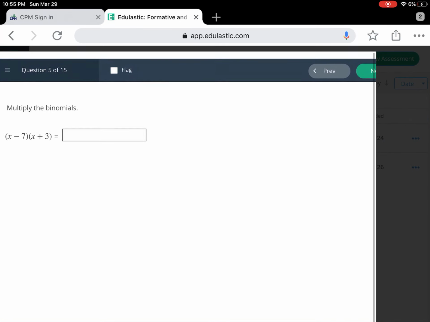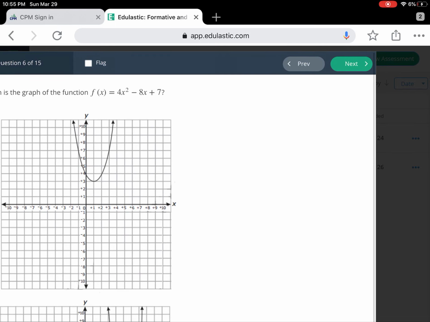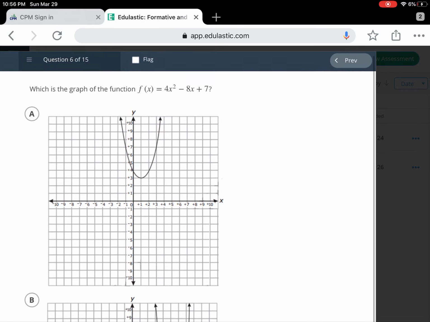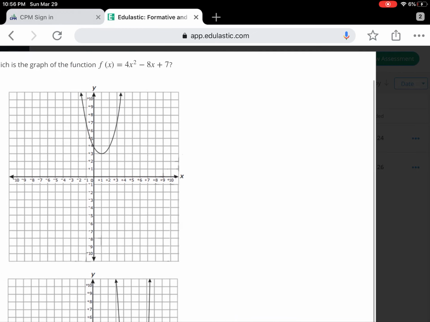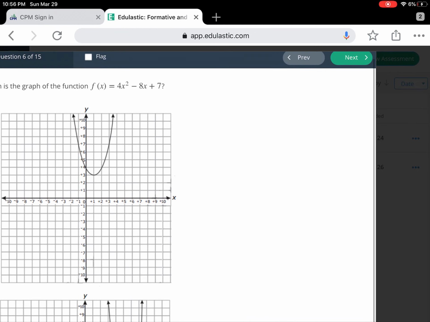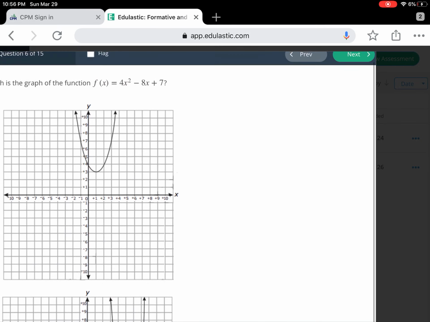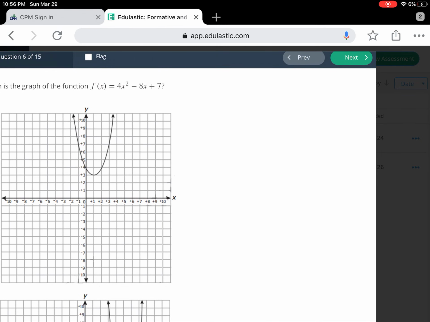Now, on to the next problem. This one asked us to graph a function, and we were given 4 choices. Although I'm having a little trouble scrolling through on my iPad. But that's okay. We don't need those anyway, because right away when I'm thinking about graphing, I want to be thinking about, okay, what's the y-intercept, what are the x-intercepts, and what is the vertex? So getting those key points will make it really easy to determine what the graph should look like.